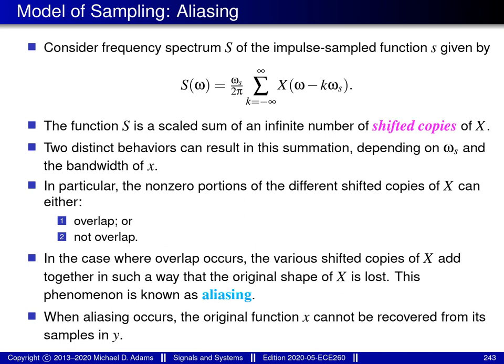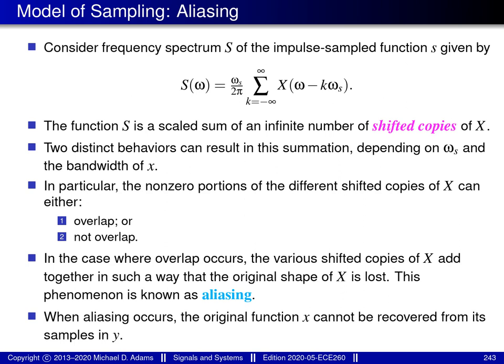In this case, additional terms beyond the k equals 0 term contribute to the sum over the frequency range minus omega s over 2 to omega s over 2. As a result, big S will not be identical to big X over all of this frequency range, so big X cannot be determined from big S. Thus, impulse sampling loses information in this case.